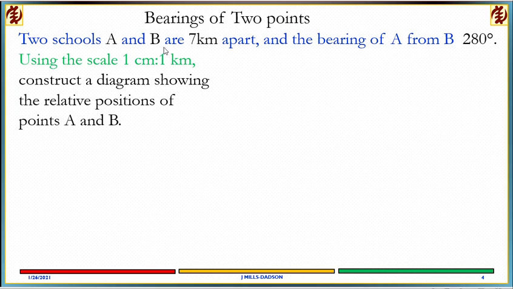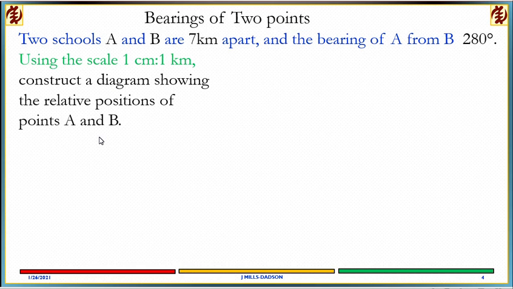Two schools A and B are 7 kilometers apart, and the bearing of A from B is 280 degrees. Using scale 1 cm equals 1 kilometer, construct a diagram showing the relative positions of A and B.